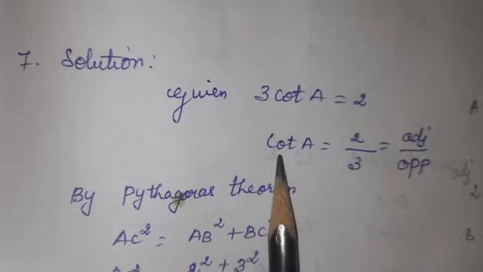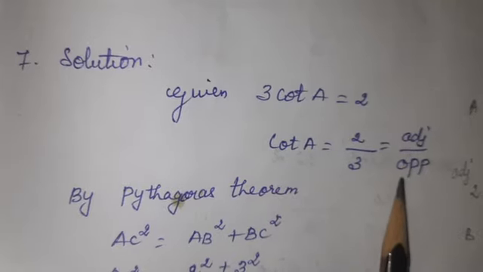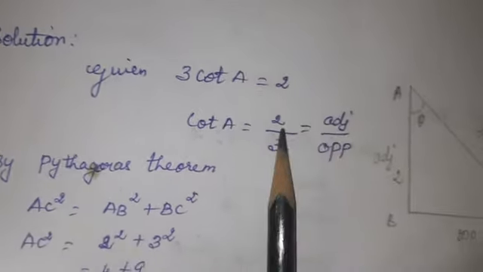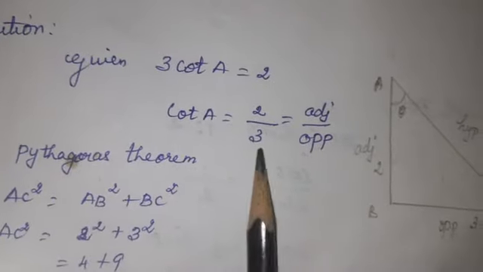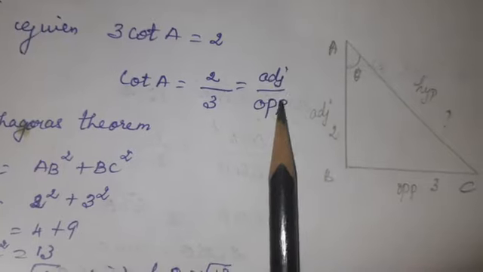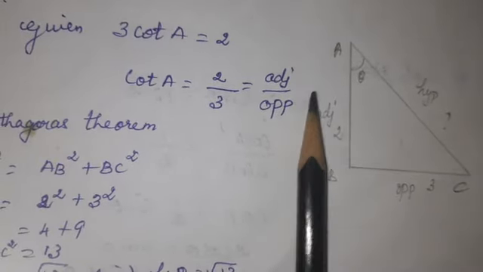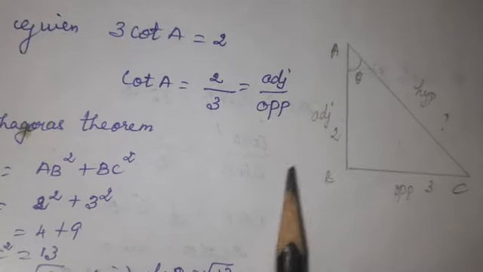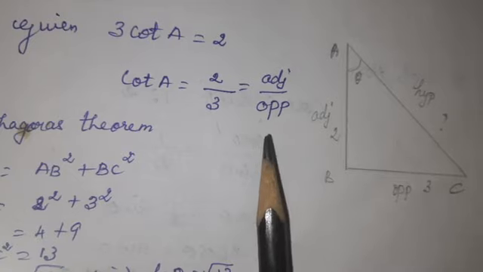What is the formula for cot? Cot is adjacent by opposite. That means adjacent value is 2, opposite value is 3. We don't know the hypotenuse value. By using a right angle triangle only, we can find that hypotenuse value.